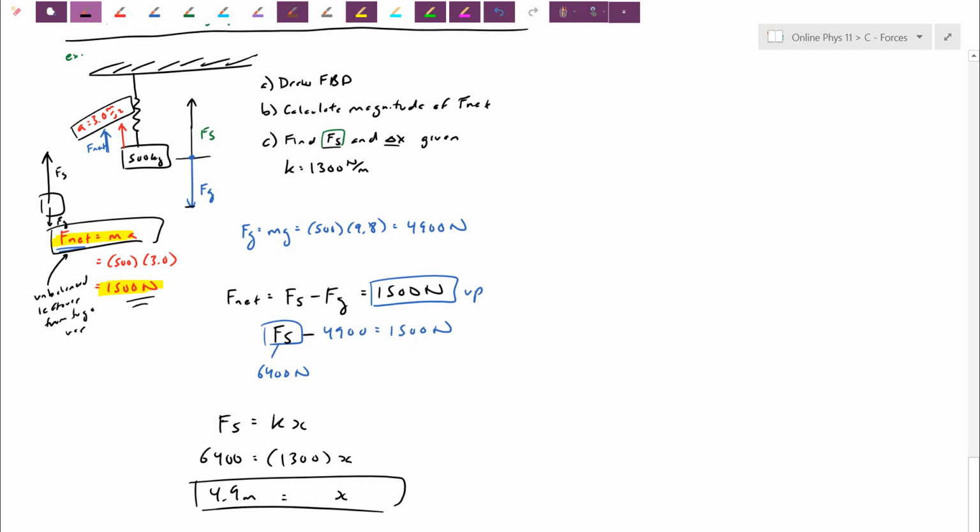so it supplies 6,400. Right now the slinky is stretched out farther than it wants to be, right? Compared to the natural length here, Fs is actually 4.9 meters further than it wants to be so that it can supply the 6,400, so that it can supply this acceleration of 3 meters per second squared upwards.